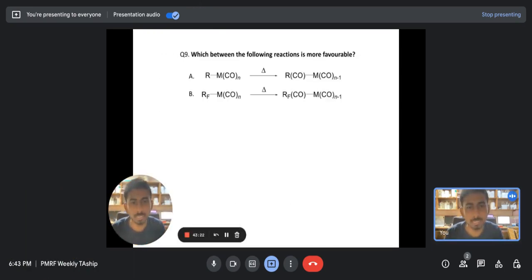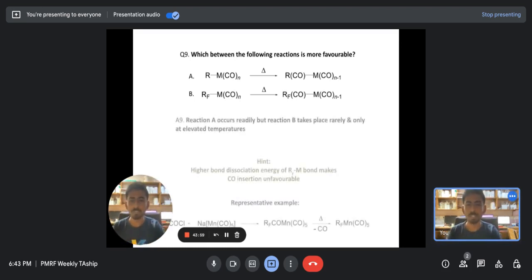Here a similar question is put, that is, which of the following reactions is more favorable. The first reaction says RM(CO)n, when it is treated at high temperature with heat, gives RCO M(CO)n-1, and when the R group is substituted by RF, that is a fluorine containing methyl group, RF M(CO)n, by treating it at high temperature by thermal energy, what happens, the RFCO M(CO)n-1. So which of the following reactions is more favorable? So this is the answer.